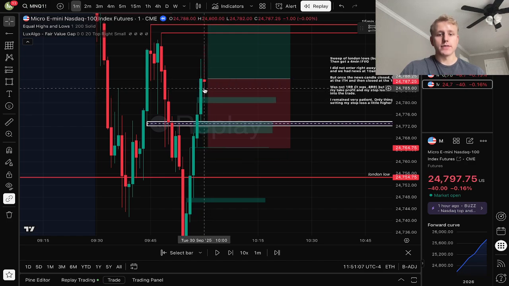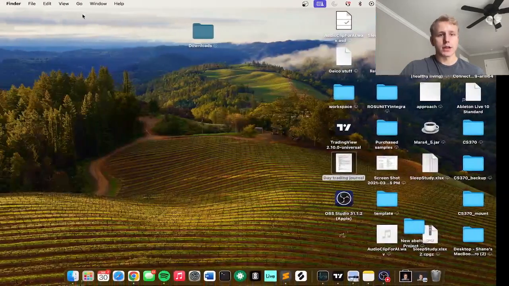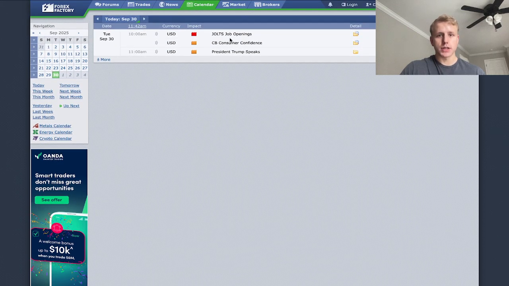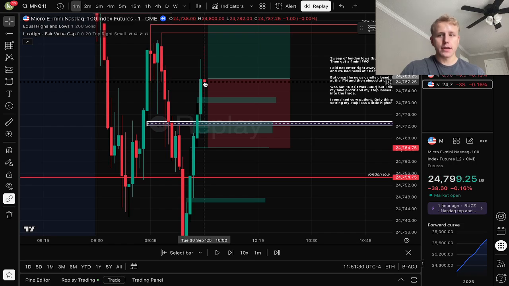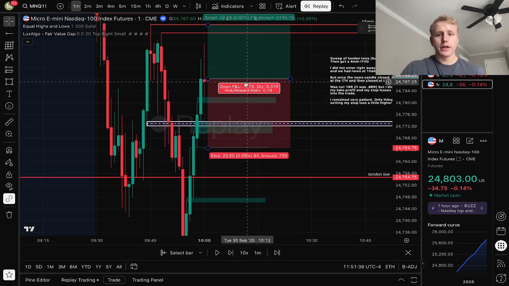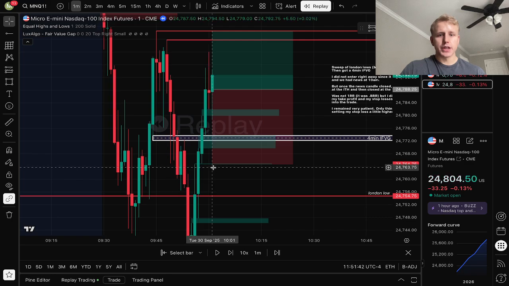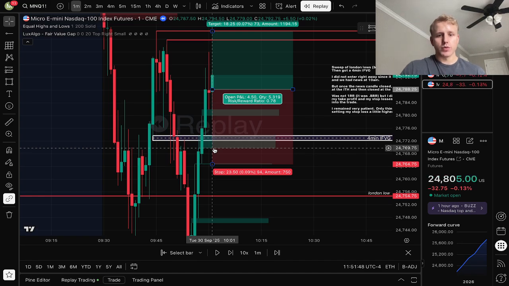Thing was though, even though it happened at 10 a.m., I didn't want to enter immediately. The reason I didn't enter on this candle was because we had JOLTS job openings at 10 a.m. So I didn't immediately enter on this candle, but once it did close, I entered about here on that next candle, and put my stop below here, just giving my trade some room to breathe, below this 1-minute gap.